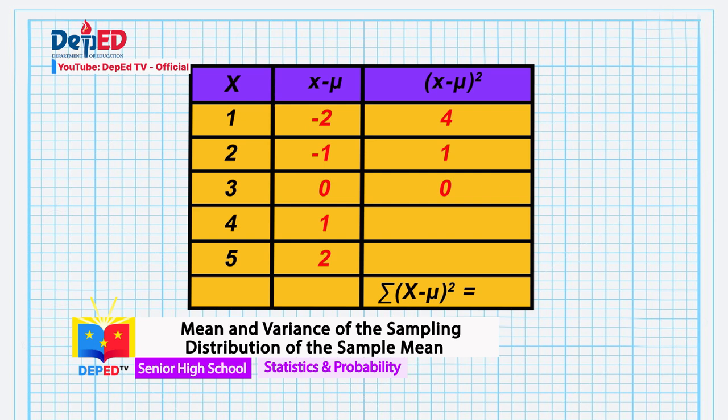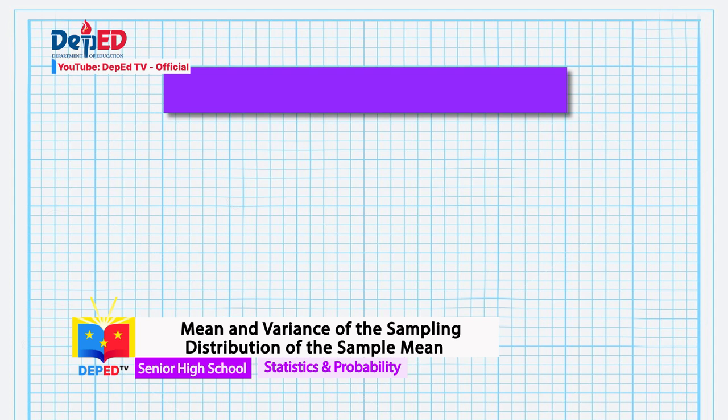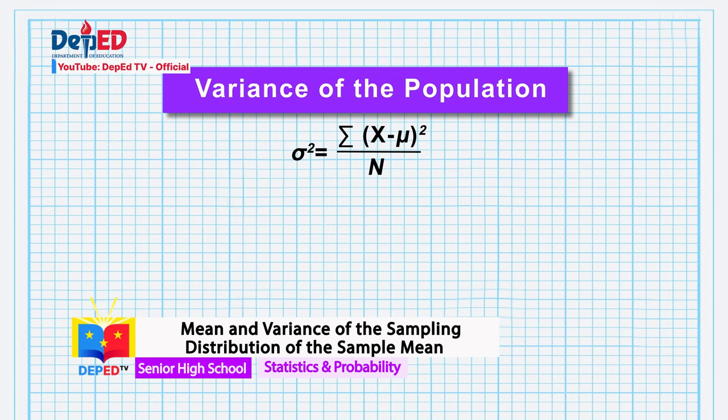For the summation in the formula, let's add all the squares. The sum of the last column is 10. This time, let's substitute the values that we have in the formula for the variance of the population. The numerator is 10 since the sum of the squares of the differences is 10. So divide the sum by the number of measurements to get the value of the population variance. Applying what we have in the formula, the variance of the population is equal to 2.